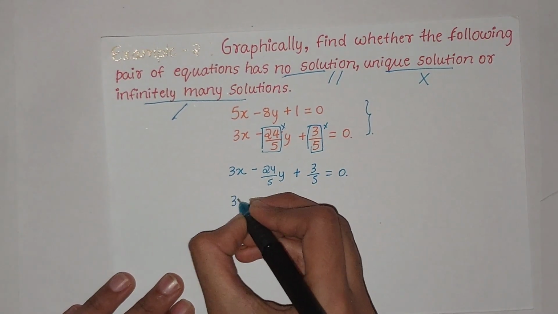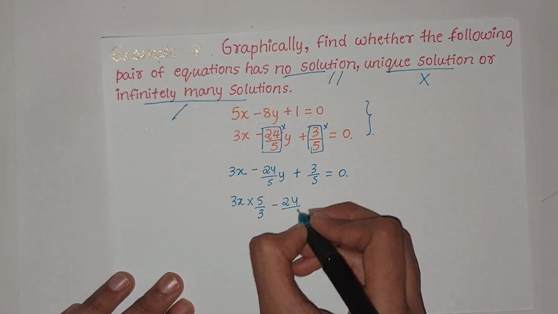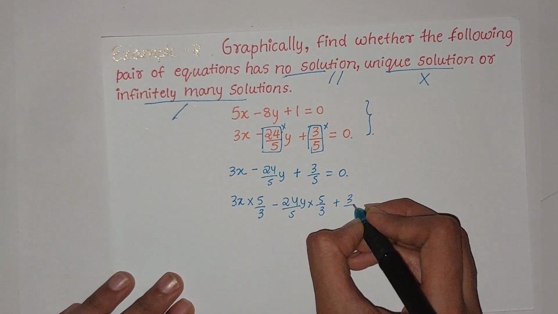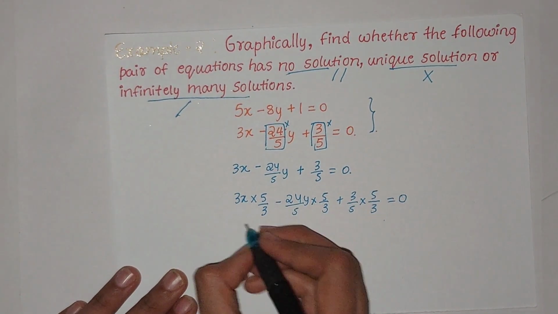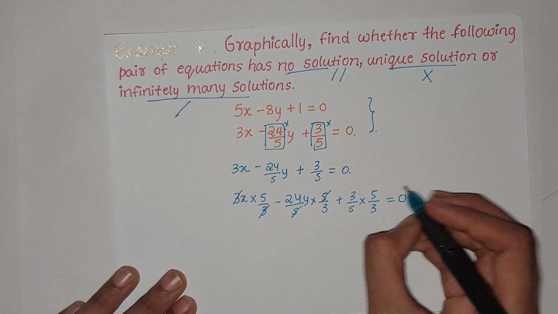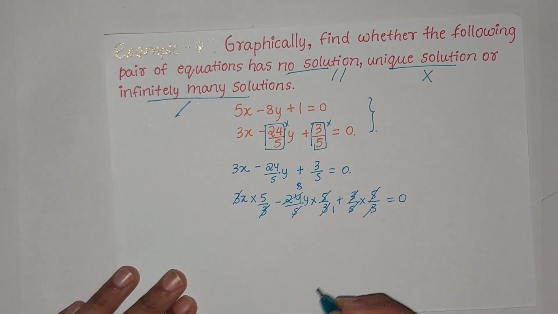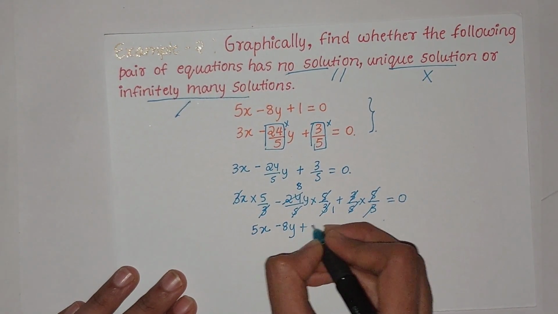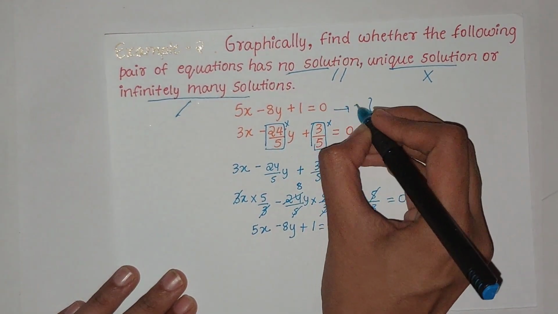So 3x into 5 by 3 minus 24 by 5 into 5 by 3 plus 3 by 5 into 5 by 3 is equal to 0. So 3 gets cancelled, 5 and 5 get cancelled, 3, 5, 5 get cancelled, 3 1s are 3, 8s are 8. So if I write it properly, 5x minus 8y plus 1 is equal to 0. So this is my second equation, this is my first equation.